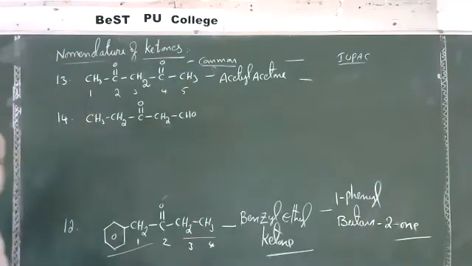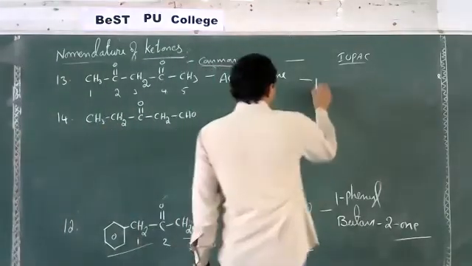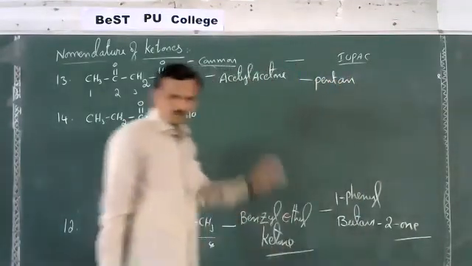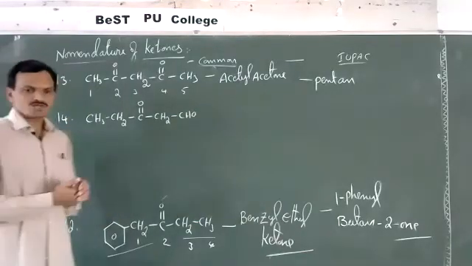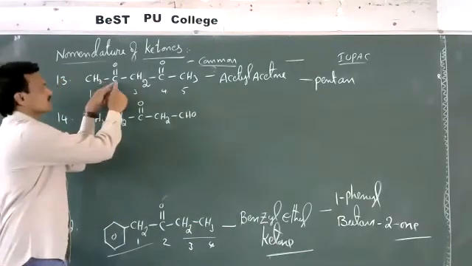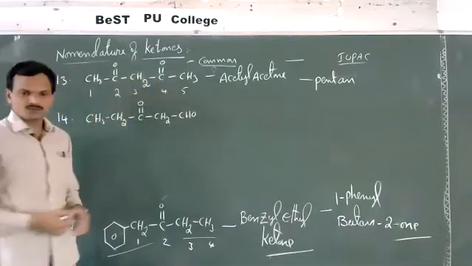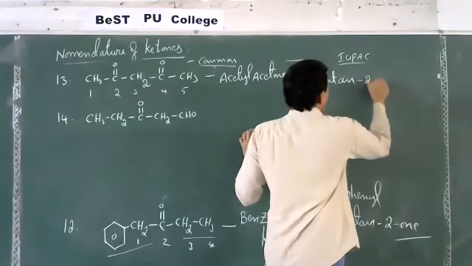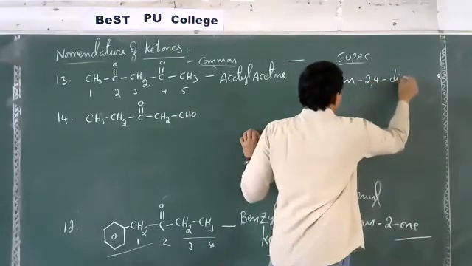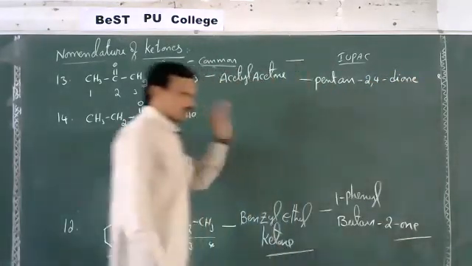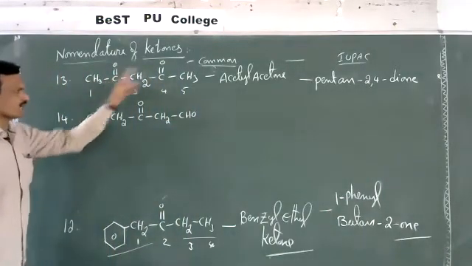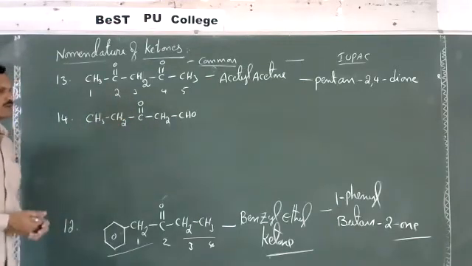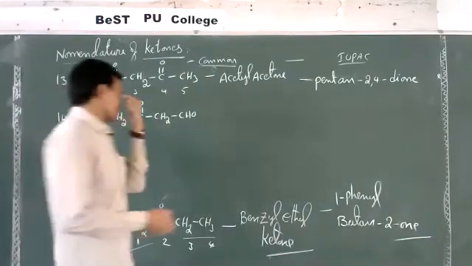Total 5 carbons are there, so the root word is pent. Single bonds are there, so pentane. At what position is the keto group? At the second position as well as at the fourth position. That means pentane 2,4-dione, because the two keto groups are at the second and fourth positions respectively. So pentane 2,4-dione is the IUPAC name.